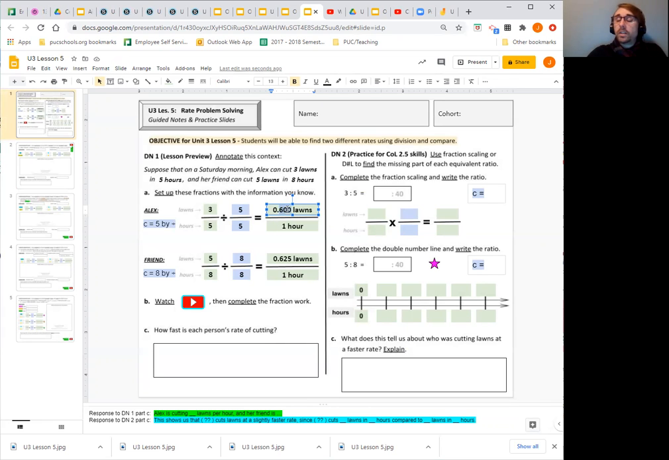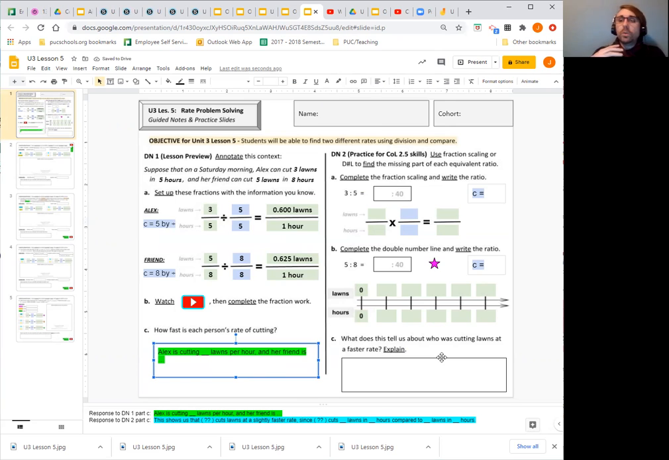This is 600 thousandths of a lawn, and this is 625 thousandths of a lawn per hour. And so it looks, according to this, like Alex is cutting. So we can put his answer right here and the friend's answer. And then over on the other side, we'll talk about who is cutting faster or slower. But hopefully you already have a sense based upon the answers here.